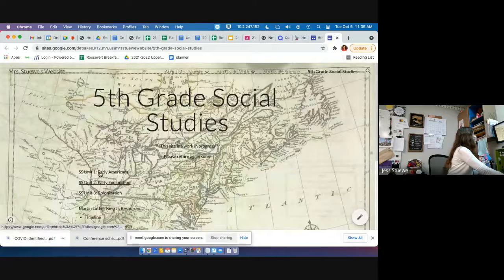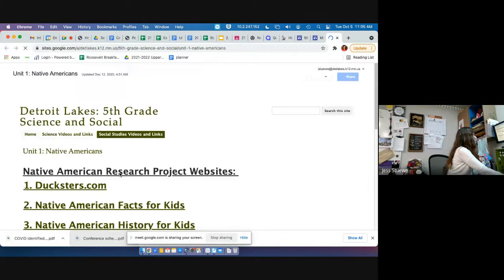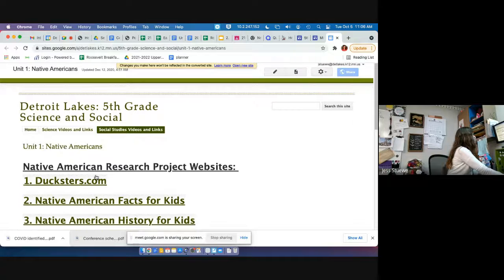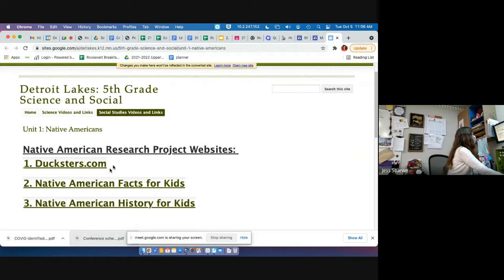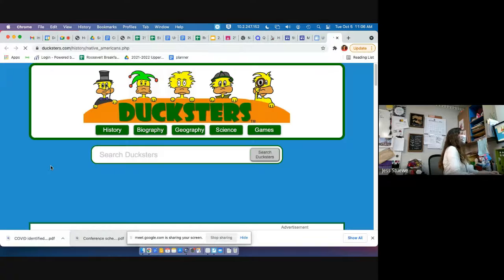And we are in Unit 1, Early Americans. It's hard to read there, but it's there. Social Studies, Unit 1, Early Americans. I'm going to click on that. Nice. And look at all the resources right here. So I can click on any of these. Let's go to Ducksters. Is that a silly name?